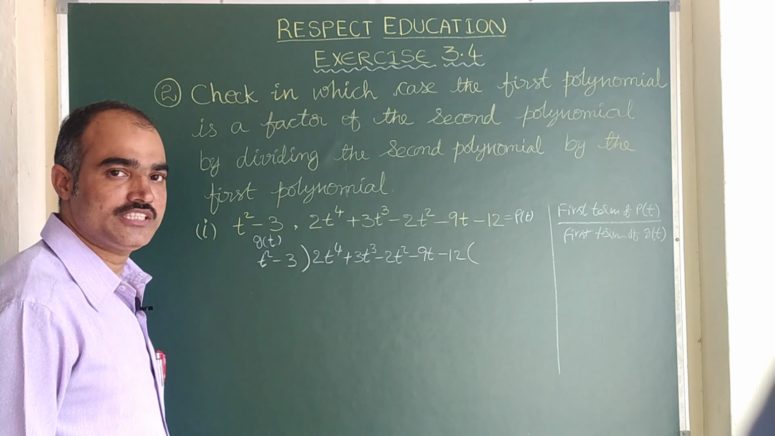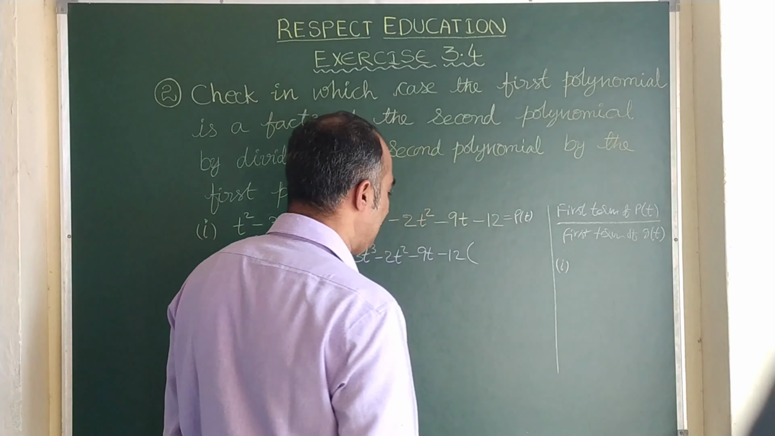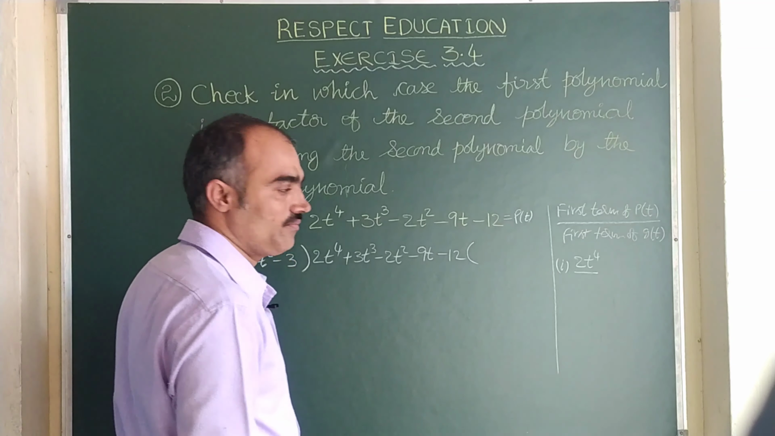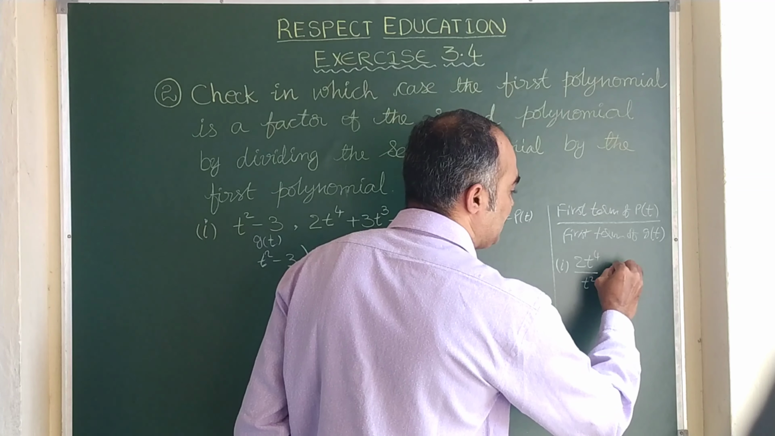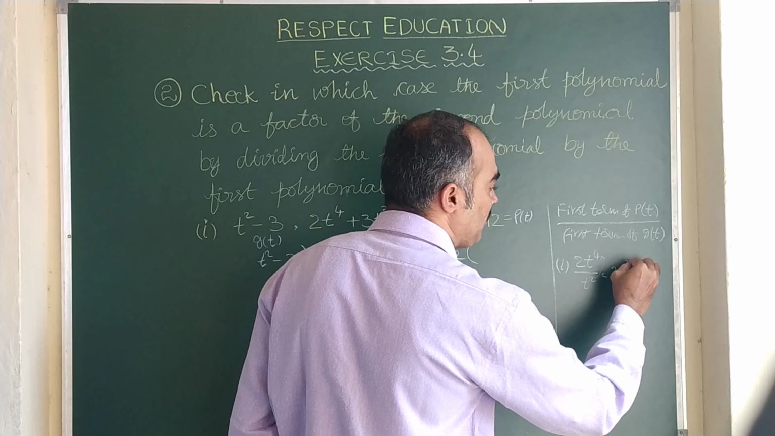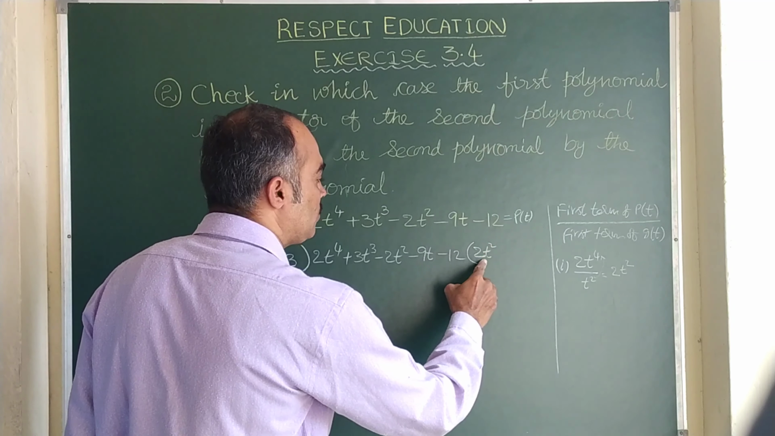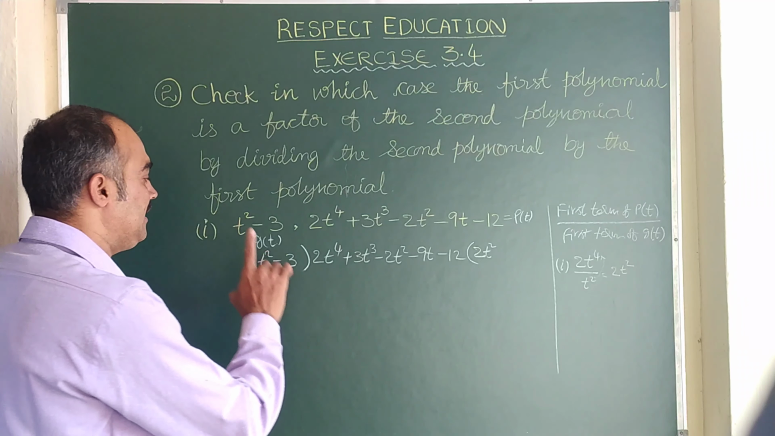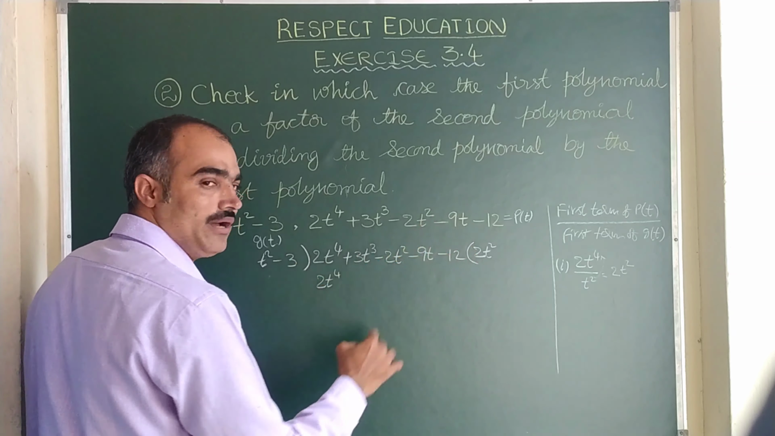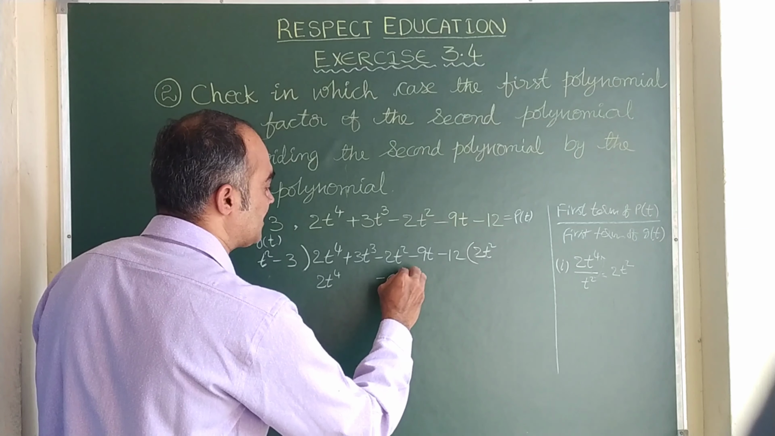At this stage what is the first term? 2t power 4 by t square. So this is the first term of q of t, that is 2t power 4 by t square. So here let us write 2 as it is. Here 4 minus 2 is 2, that means t power 2, nothing but 2t square. So let us write 2t square here. With this 2t square let us multiply these two terms. t square into 2t square is 2t power 4, minus into plus is minus, 3 twos are 6t square. So here it is minus 6t square.